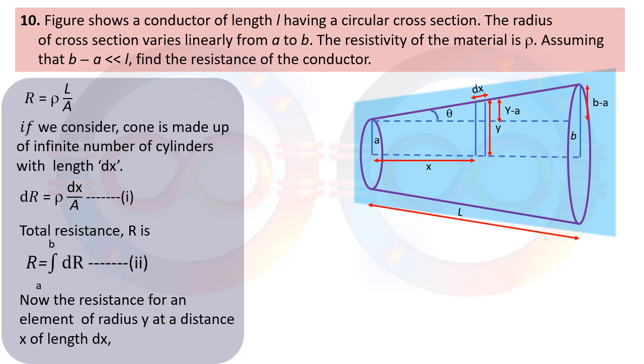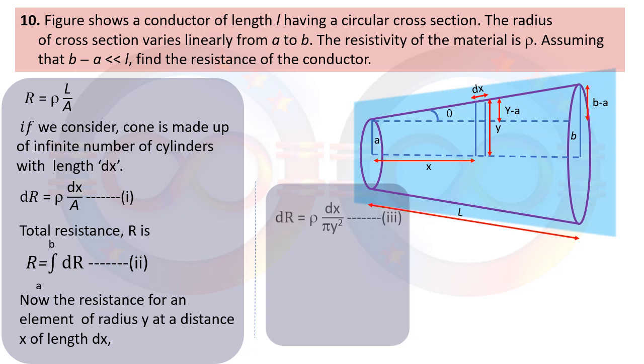Now, the resistance for an element of radius y, as you can see at distance x, and width taken as dx, that particular resistance will be dr is equal to rho dx upon area at that particular point.